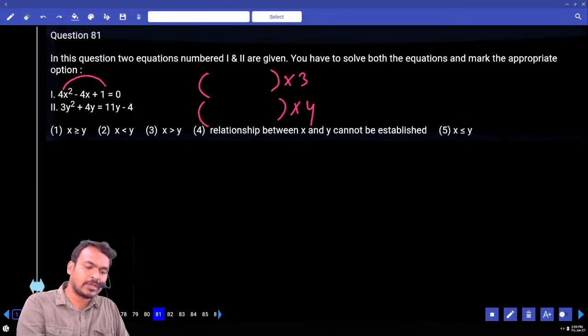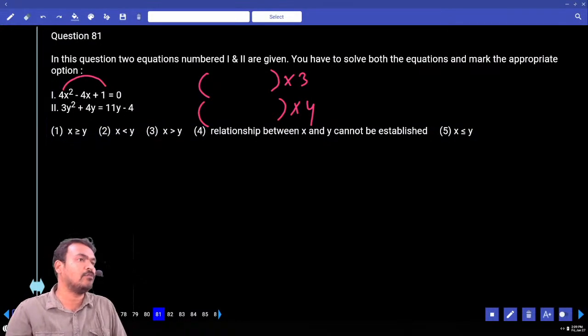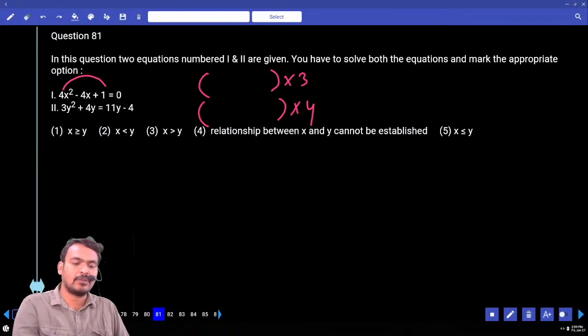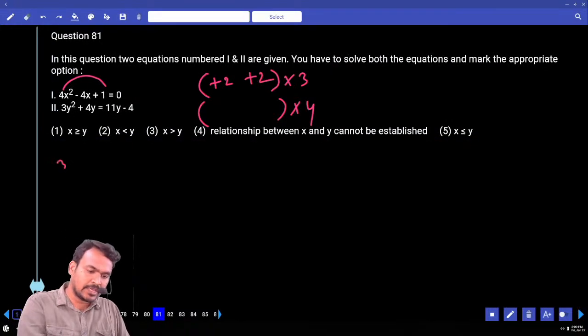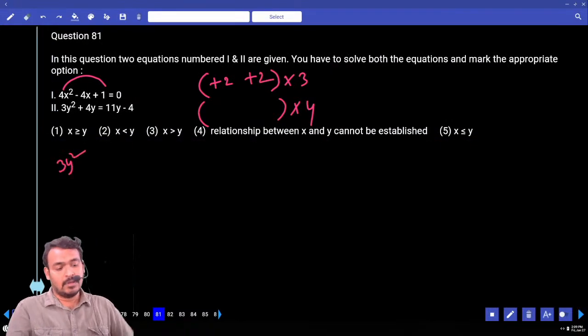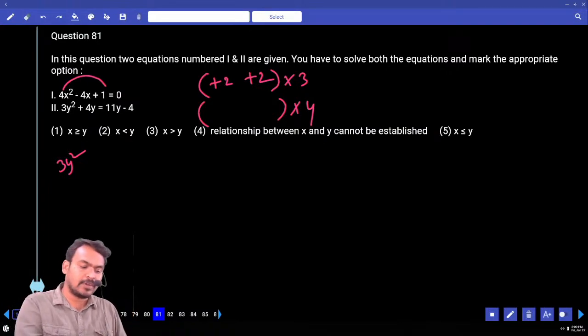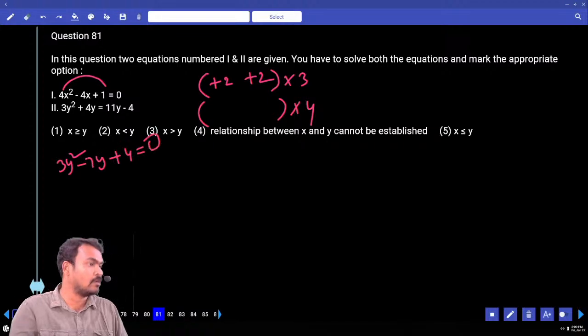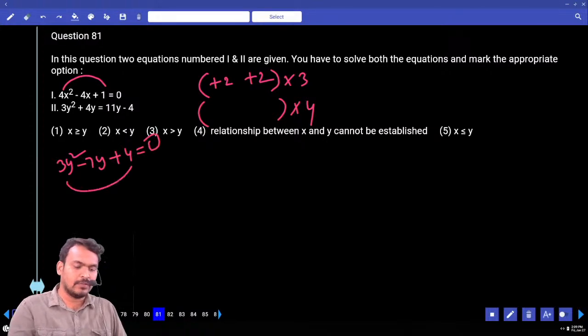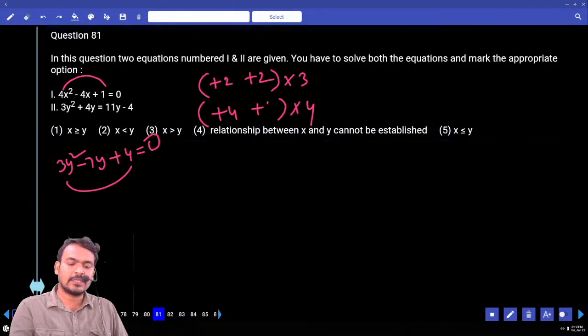First one, what is the product value? 4. Sum value −4. Initial roots −2, −2. Final roots +2, +2, right? Second one: 3y² + 4y and 11y. What is the difference? −7y + 4 = 0, right? What is the product value? 12. But sum value −7. Initial roots are −4, −3, but final roots are +4, +3, right?